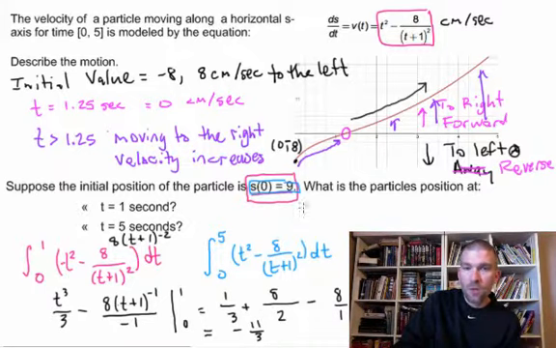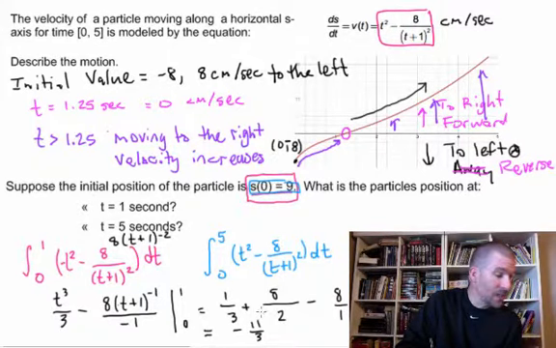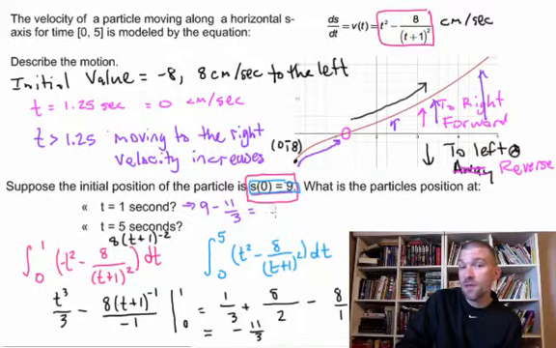Okay, so what do we do? Well, remember, we started at 9. That was our initial position. So if I start at 9 and I've moved negative 11 thirds, I can put these things together. I'm going to have 9 minus 11 thirds, which is 27 thirds minus 11 thirds, and that is 16 thirds. So how have I moved? I've moved 16 thirds.